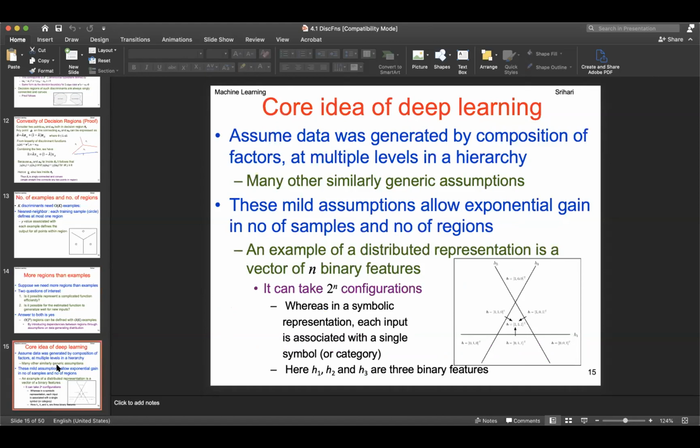And this actually turns out to be the core idea of deep learning. So assume that the data was generated by a composition of factors at multiple levels in a hierarchy. That's what deep learning is all about, multiple levels in a hierarchy. And these mild assumptions allow exponential gain in number of samples and number of regions. An example of a distributed representation is a vector of n binary features.